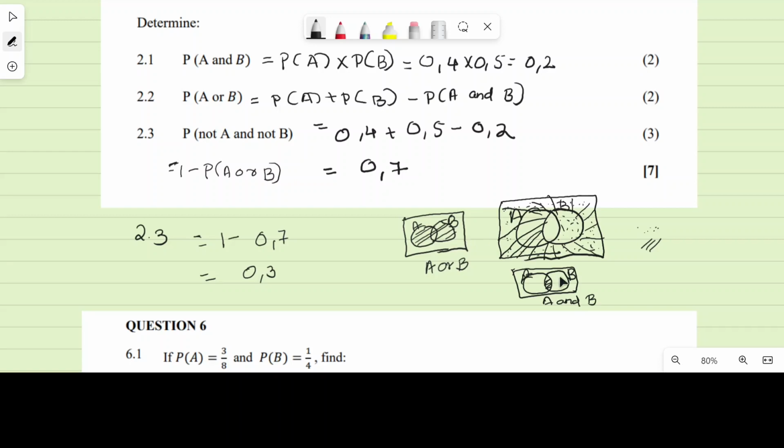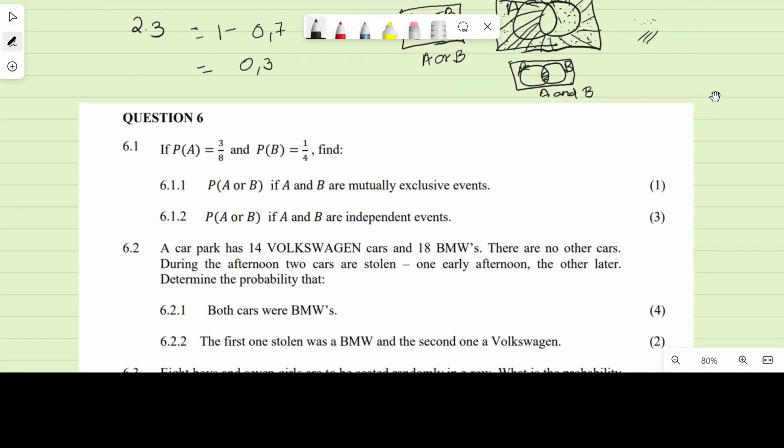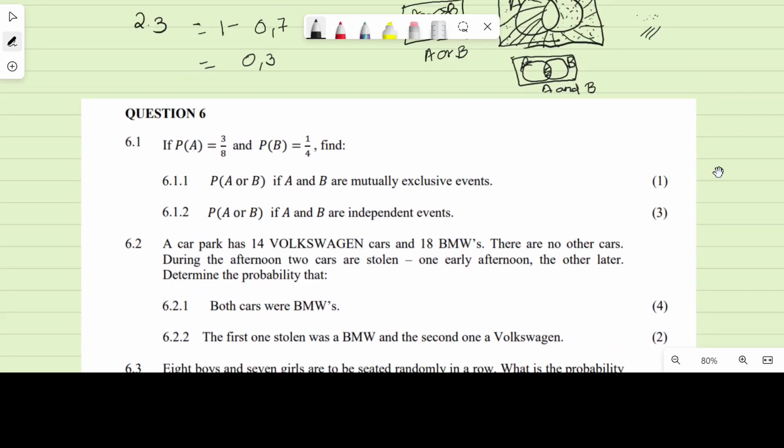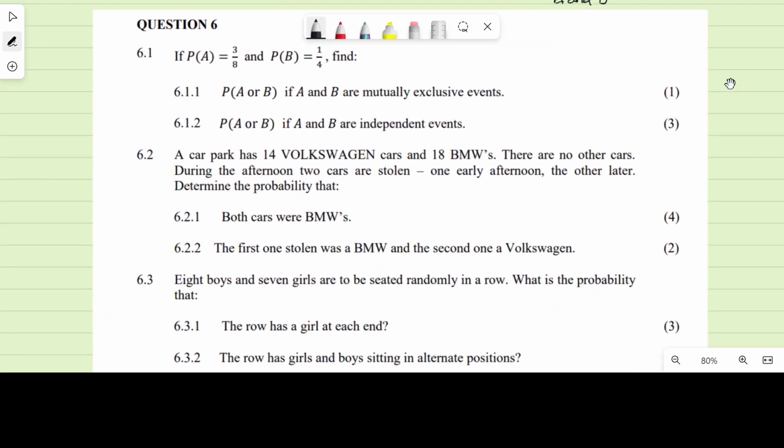Okay, now we are going to 6.1. I tried to include one question where you use the grade 11 and also the grade 12 probability. So this question has everything now. 6.1, P(A) is 3 over 8, P(B) is 1 over 4. Find P(A or B) if A and B are mutually exclusive events.